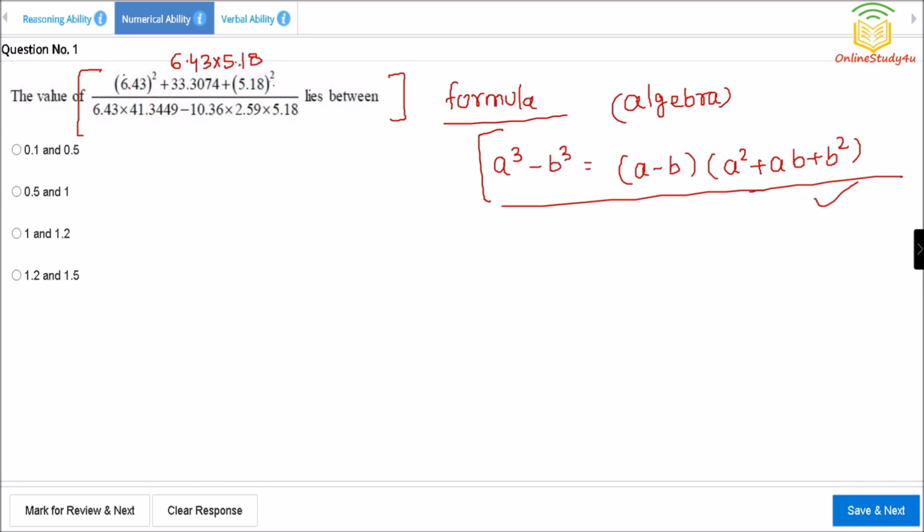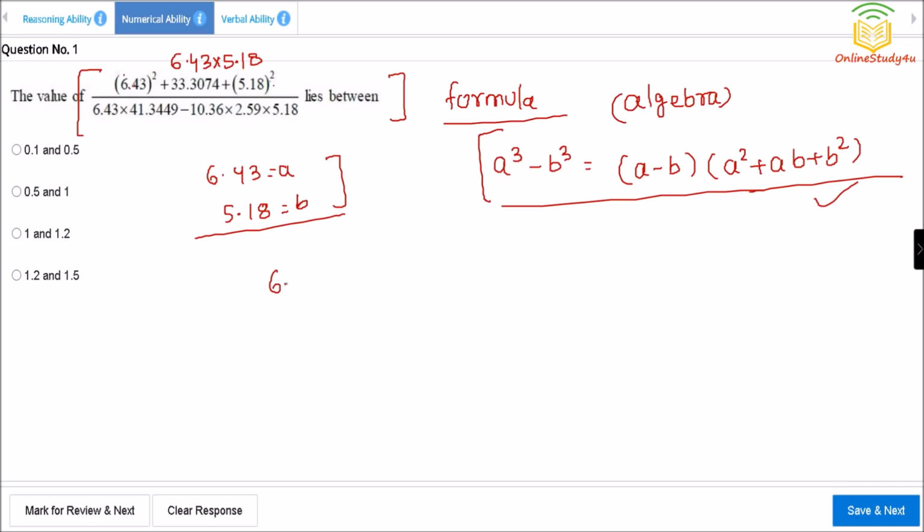Even in the exam, if you are not sure that this is the multiplication of these two factors, you can blindly go for this kind of formula, like a square plus b square plus ab, because TCS or any placement exam will never ask you to do this much calculation. Keep that in your mind and then you can solve. Now basically 6.43 is a. There are a lot of twists, so we will see, do not worry. 5.18 is equal to b.